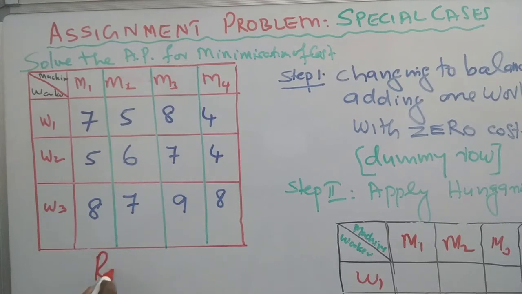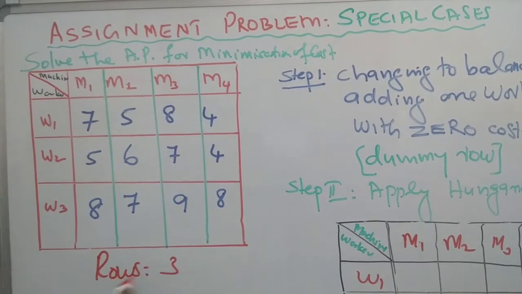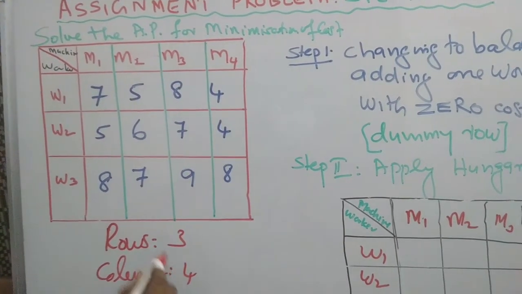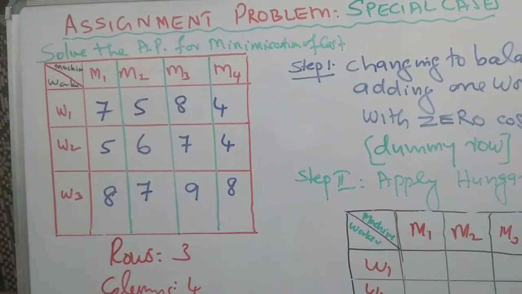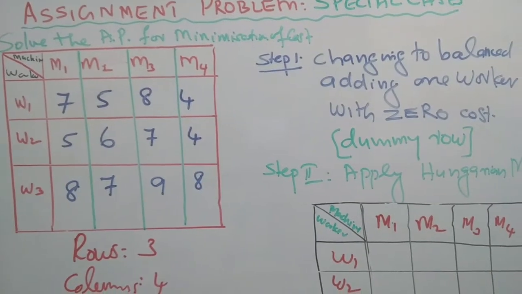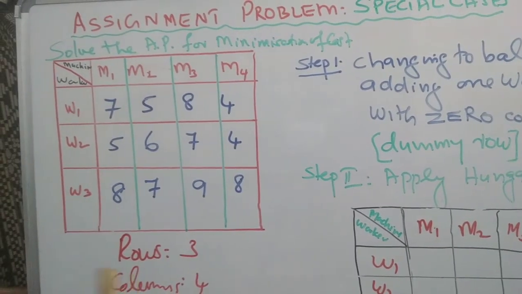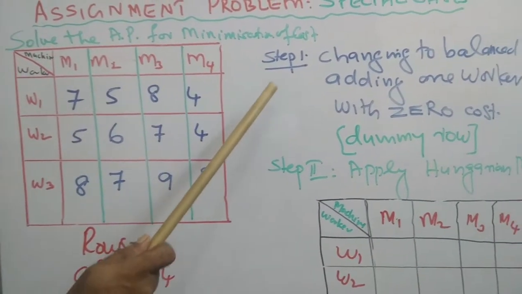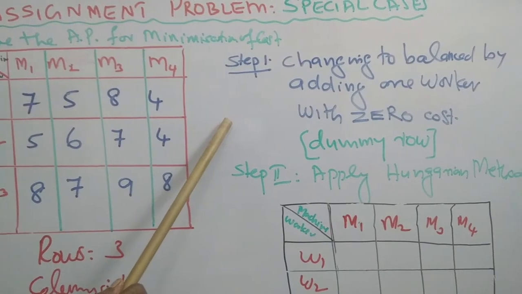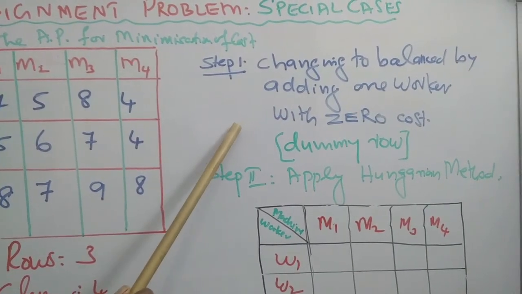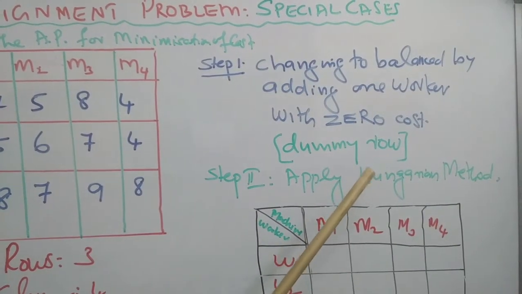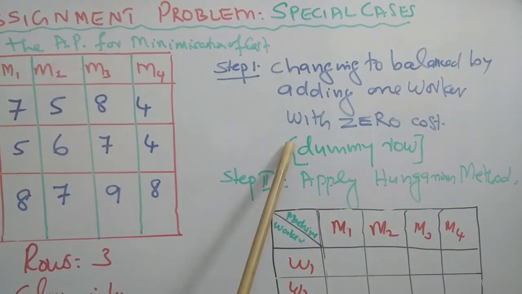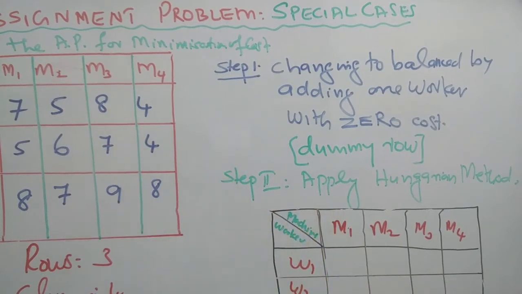The number of rows is 3 and the number of columns is 4. That is the mathematical terminology. The number of workers is 3, the number of columns is 4. Therefore, this is unbalanced. Then we move to solve the problem. But the first step is changing the problem into a balanced problem by adding one worker. That is an imaginary worker. There is no such person.